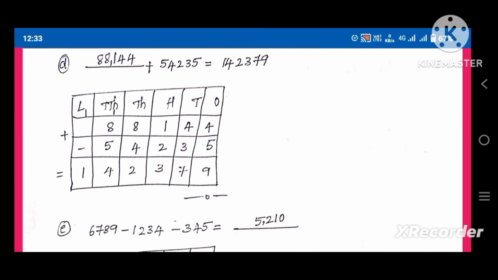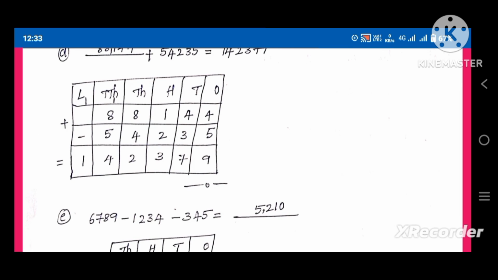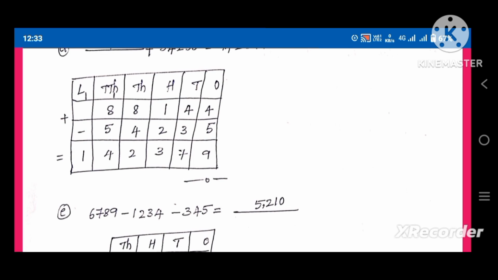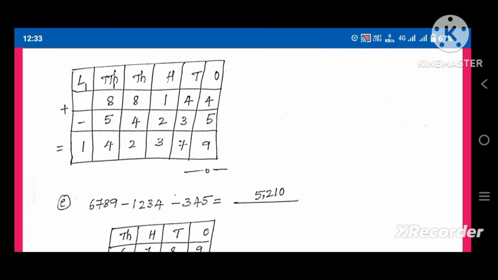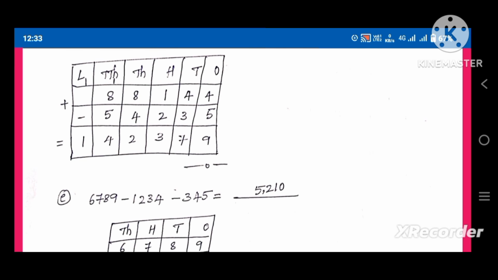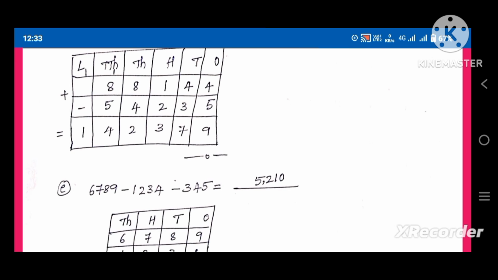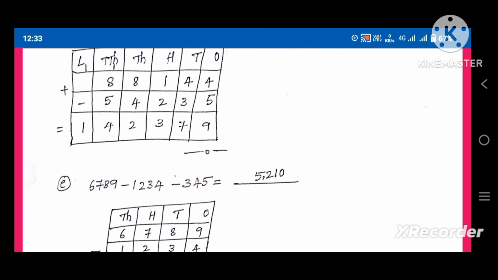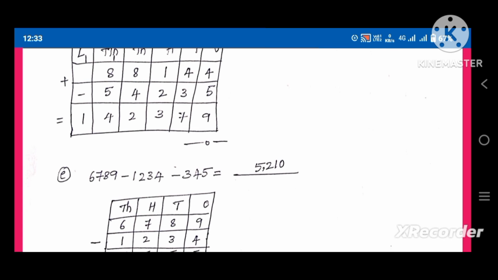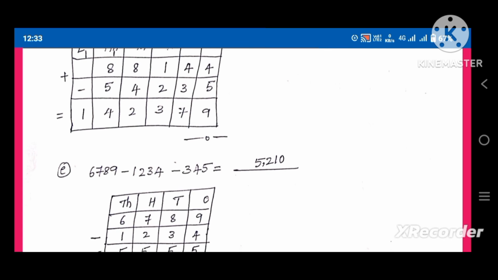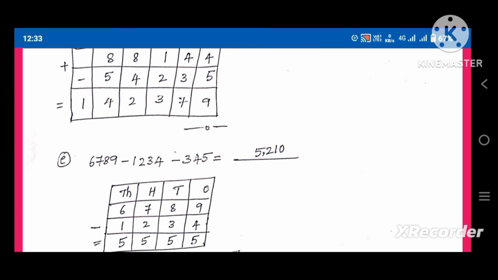Question number D. Dash plus 54,235 is equal to 1,42,379. Question number E. 6,789 minus 1,235 minus 345 is equal to 5,210.